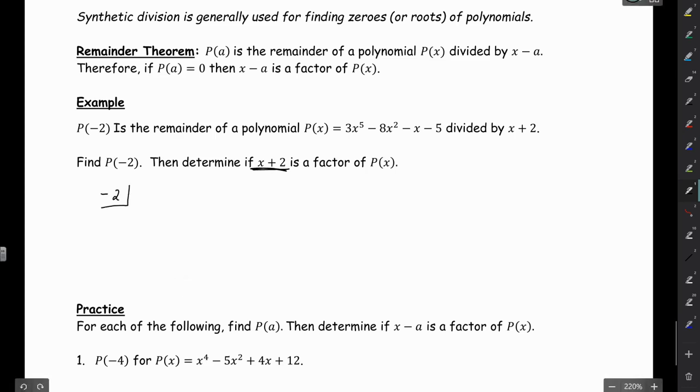So P of negative 2 is, and then we're going to list all our coefficients. Now be careful here because we're missing some terms, so we're going to need some placeholders. We have x to the 5th, so that means we'd put a 3, but we're missing the x to the 4th and x to the 3rd terms, so I'm going to need to put 2 zeros in as placeholders for them. Then the x squared term, the coefficient is minus 8. The x to the first term, the coefficient is minus 1, right? We have minus 8, minus 1, and then minus 5.